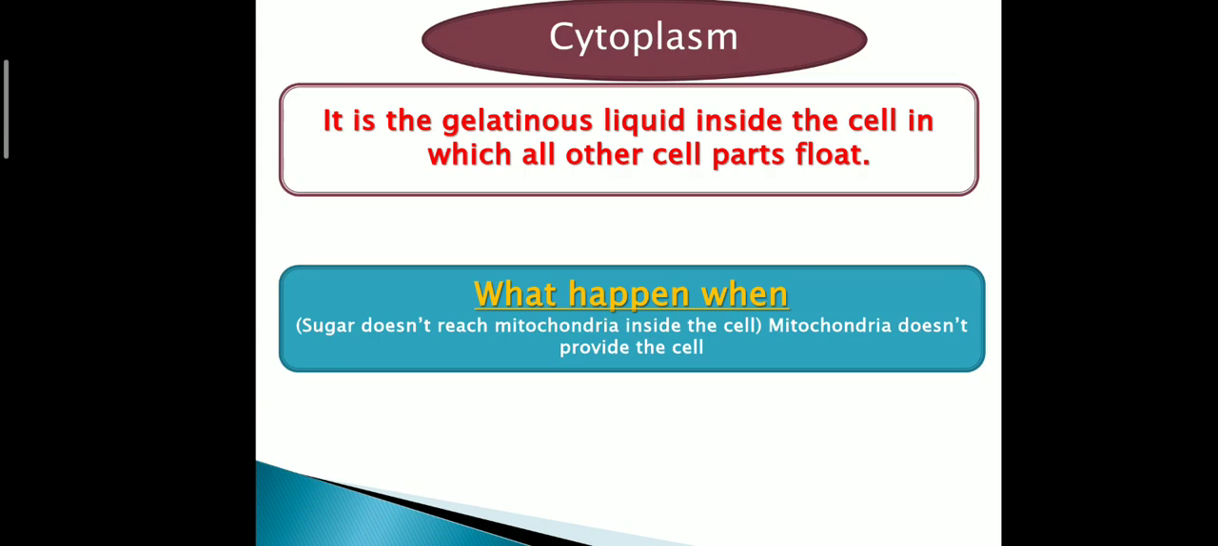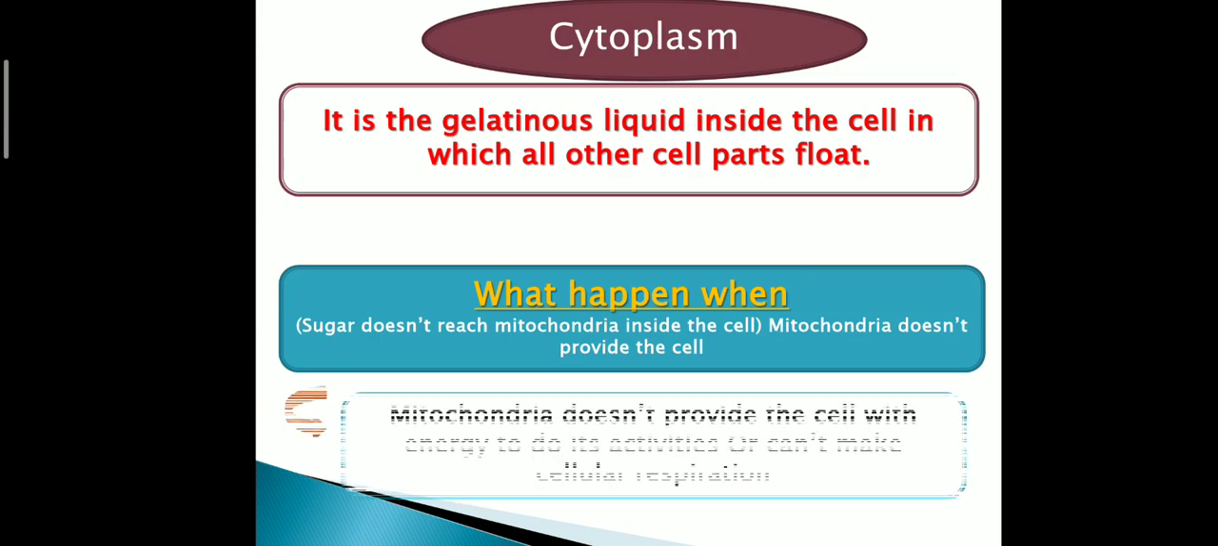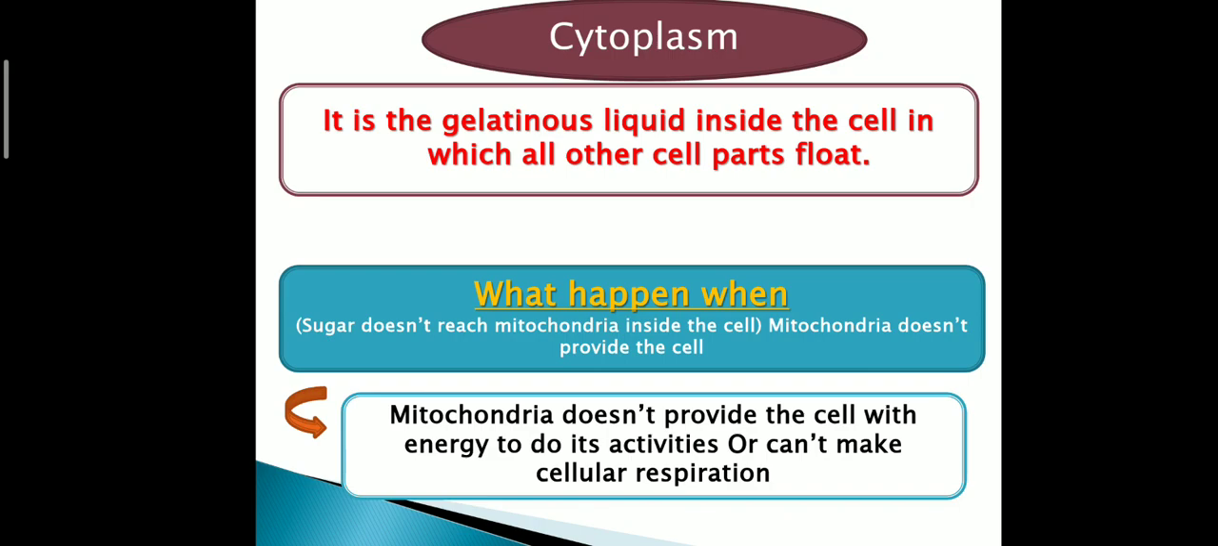Let's ask some questions. What happens when sugar doesn't reach the mitochondria inside the cell? We said mitochondria convert sugar into energy. So when sugar doesn't reach the mitochondria, they can't provide the cell with energy or carry out cellular respiration.